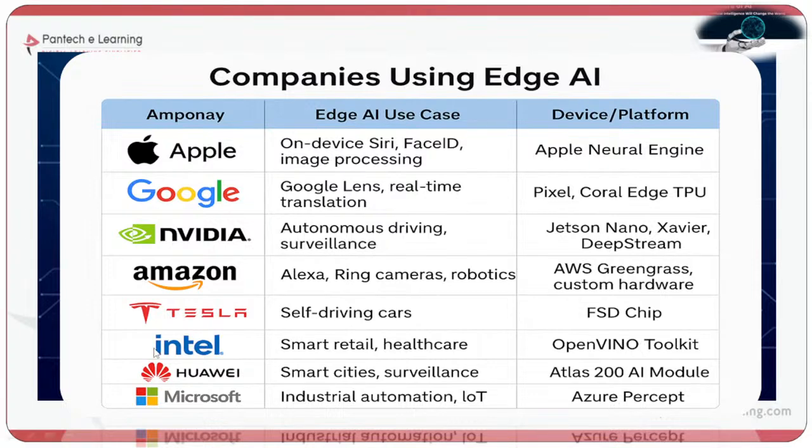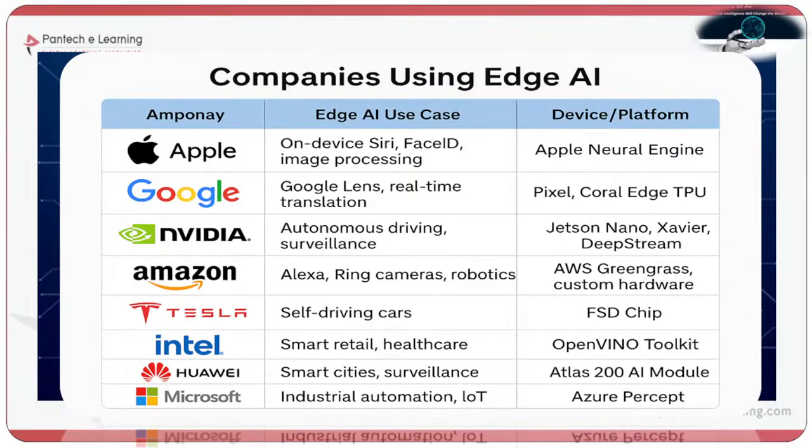And coming to the next one, Amazon. In Amazon you know very well, Alexa listens, right? Alexa, Ring cameras and robotic parts, everything you're seeing comes under that. Here you can take AWS-based or custom hardware. Coming to the next one, Tesla. In Tesla you have self-driving cars, and they're definitely using Edge AI only. For that they're using the FSD chip.